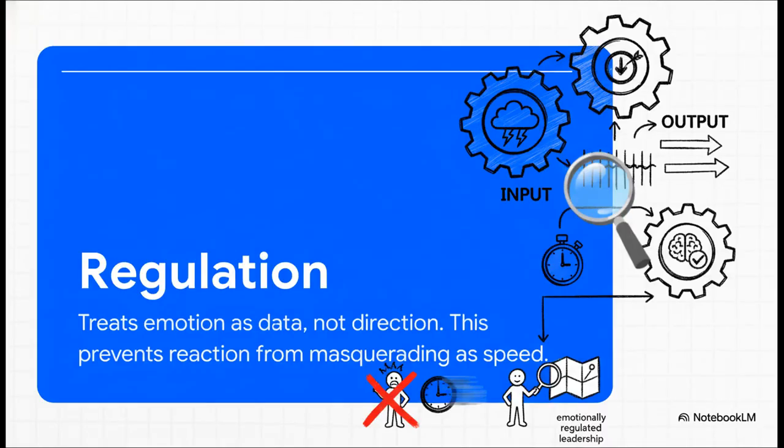Then we have regulation. This is all about separating what you feel from what you do. It means treating your emotions as data, not as a directive. A leader who can do this can feel intense urgency, but they won't let that feeling short-circuit the decision-making process. It's what stops panicked reactions from being disguised as decisive speed.